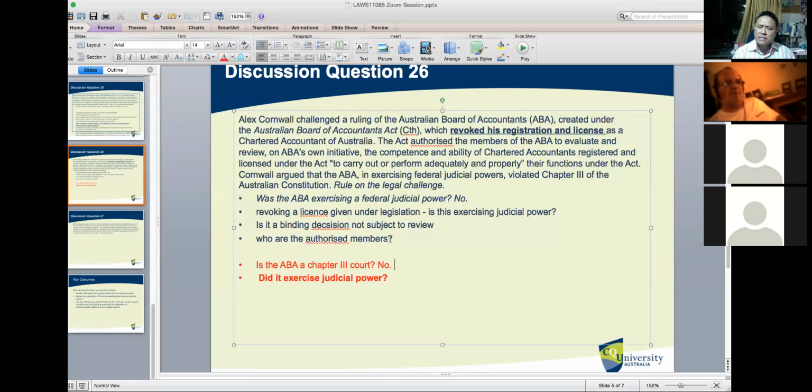Now the question is, if the ABA is not a Chapter 3 court, is it exercising a judicial power? Because under the Boilermaker's doctrine, the High Court will not tolerate a non-Chapter 3 court exercising a judicial power. Is it exercising a judicial power? How about the fact of revoking the registration and license? Doesn't that sound to you like the exercise of a judicial power?